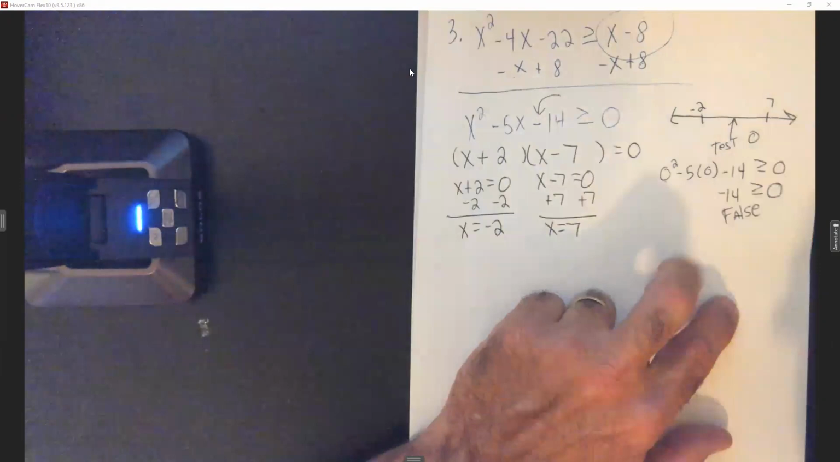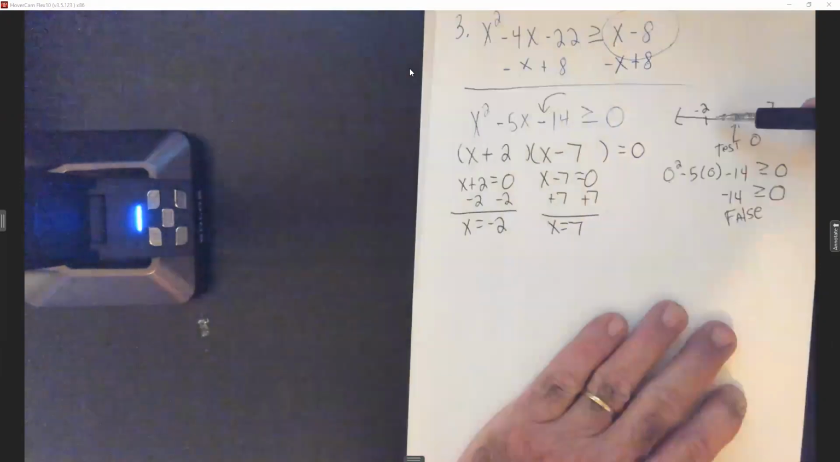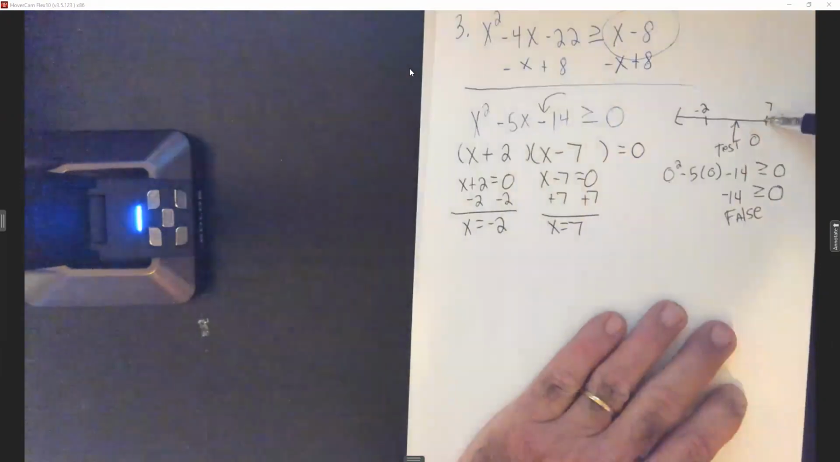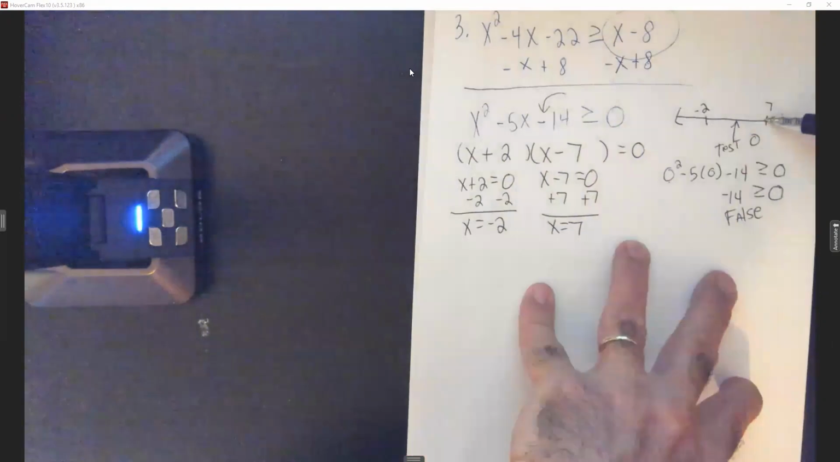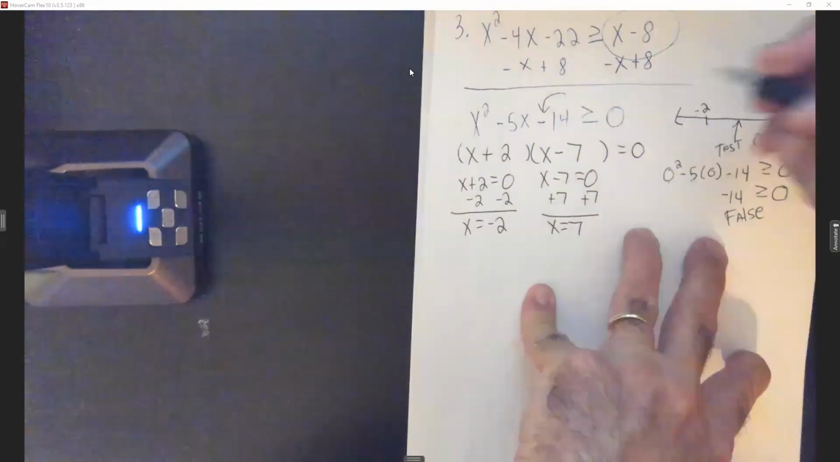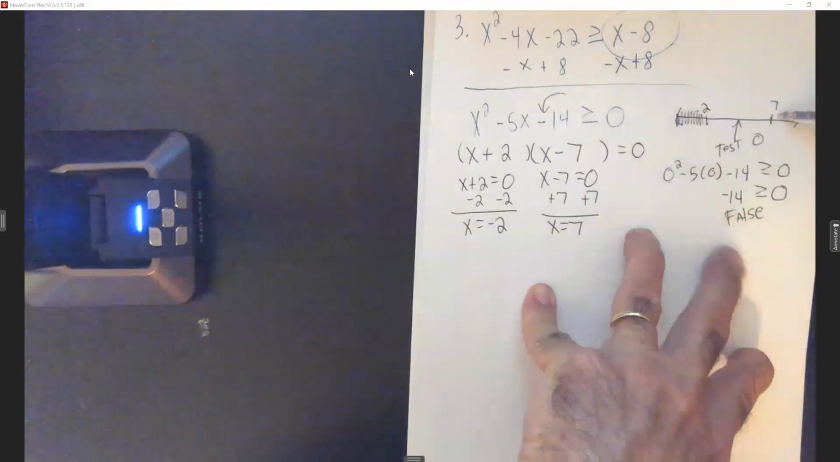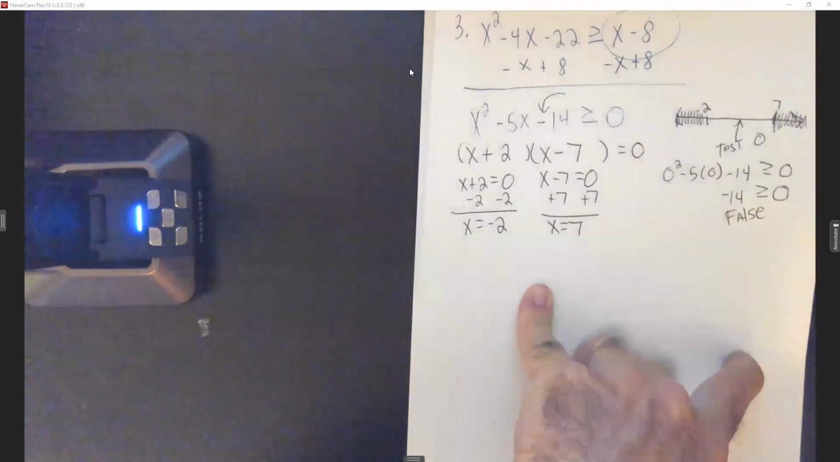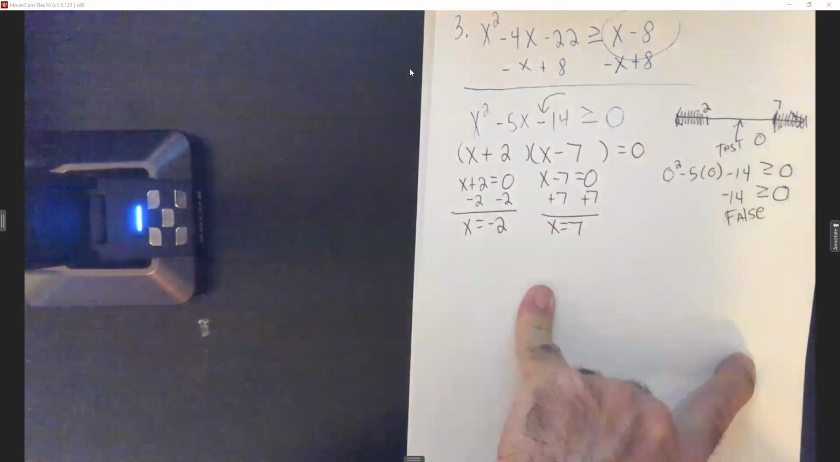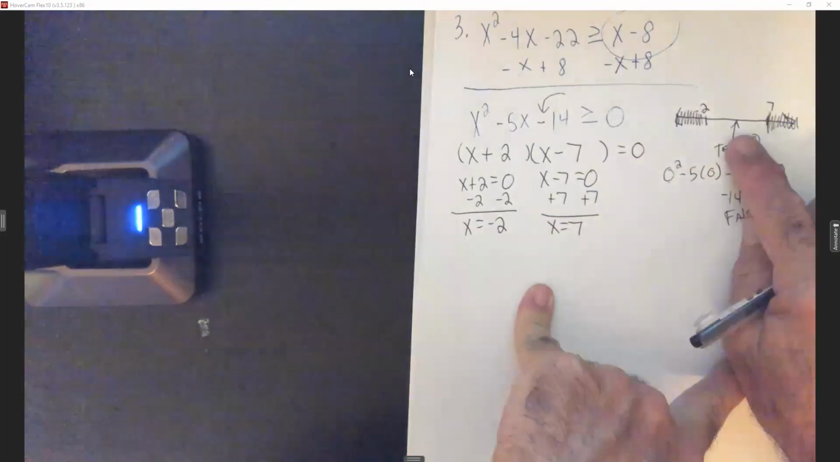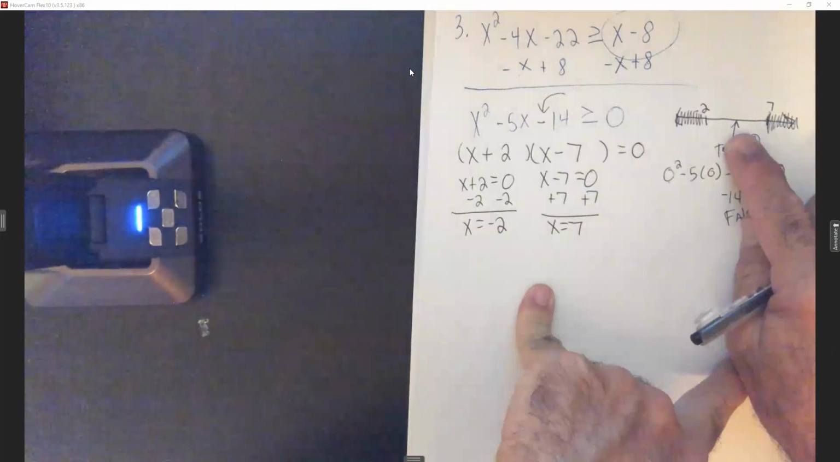So I cannot shade where the 0 was located since that was false. And since 0 was in the middle, I got to shade the 2 outside edges. I got to shade outside, okay? So if this was true, I'd have shaded it, but it was false, so it didn't get shaded.